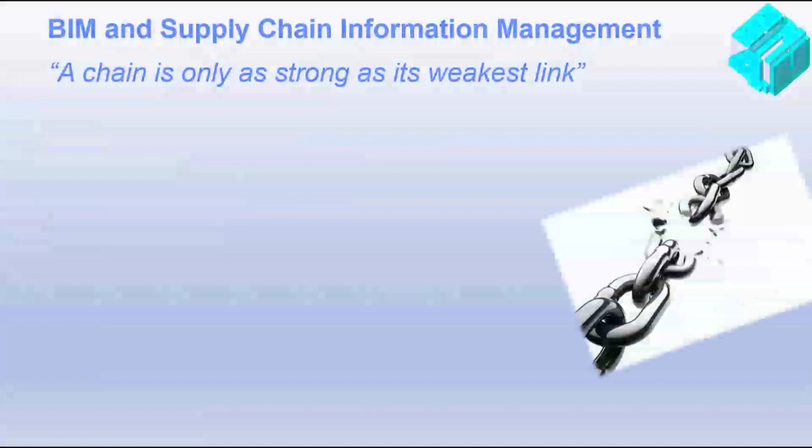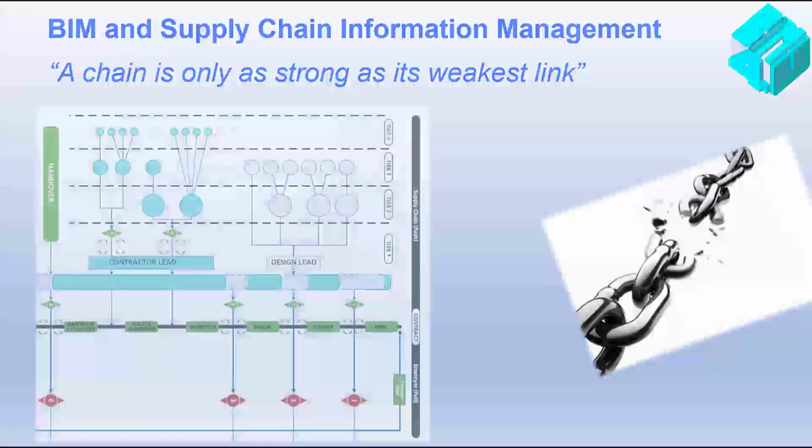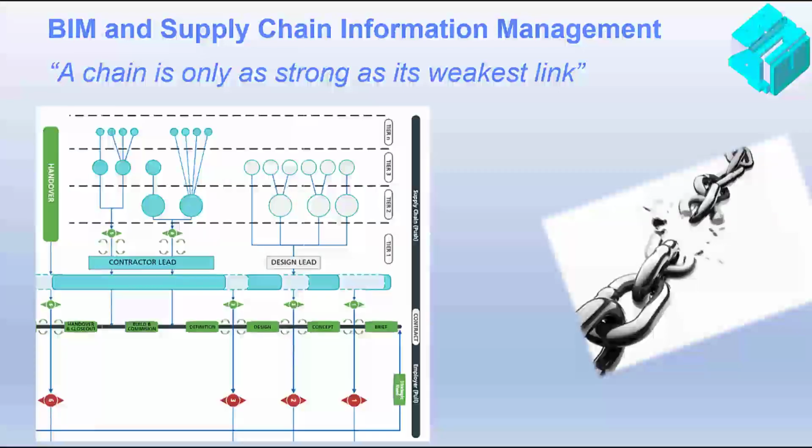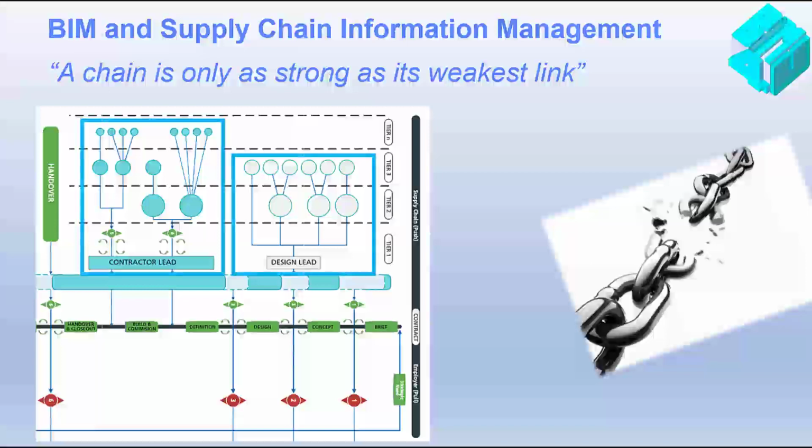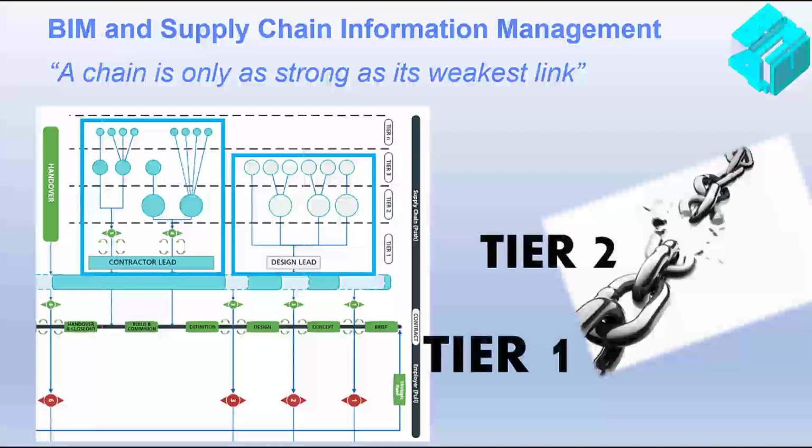The truth about BIM and supply chain information management is that a chain is only as strong as its weakest link. If you look at this diagram taken from BIM standards, you can see that both the contractor lead and design lead are responsible for collecting information from the entirety of their respective supply chains at every tier. The purpose of this is to develop a comprehensive set of design and asset data for the building owner to assess at each project gateway. But any chain, including the supply chain, is only as strong as its weakest link. And when it comes to the lower supply chain tiers, it's far more difficult to collect that information.